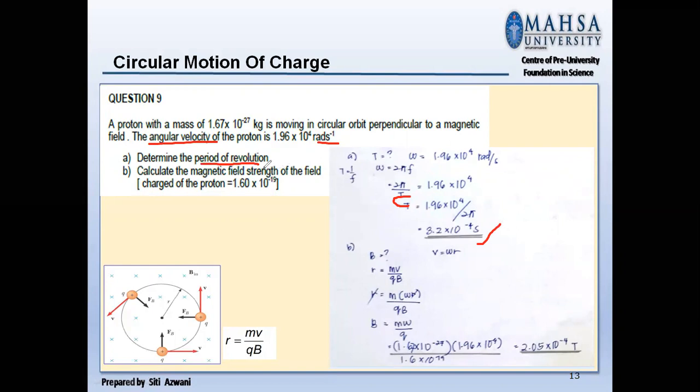Question B. You want to calculate the magnetic field strength, the B value. Now you have a charged particle moving in circular motion, so you need to apply the formula R equal to mv divided by qB. But here you don't have an R value. But you have the information.